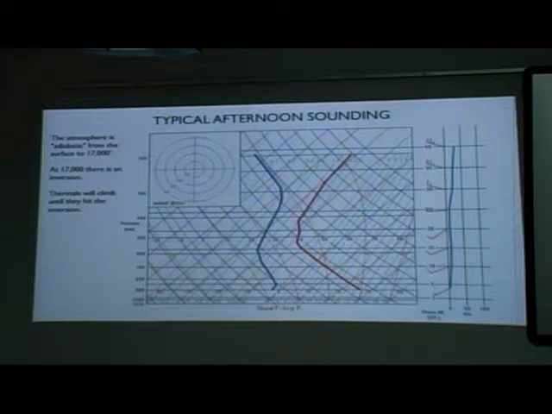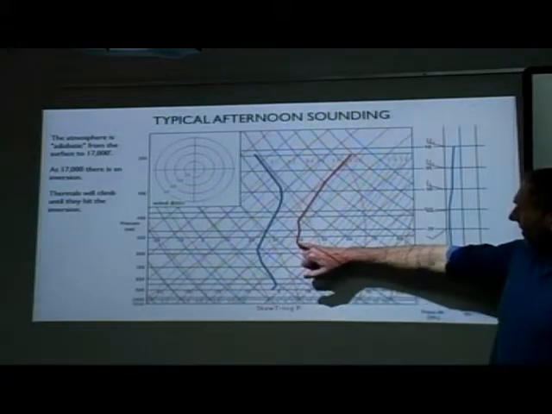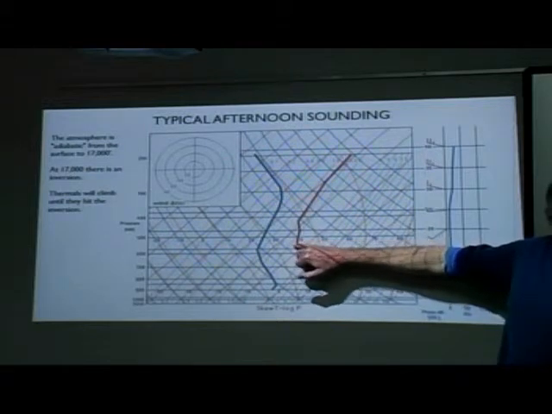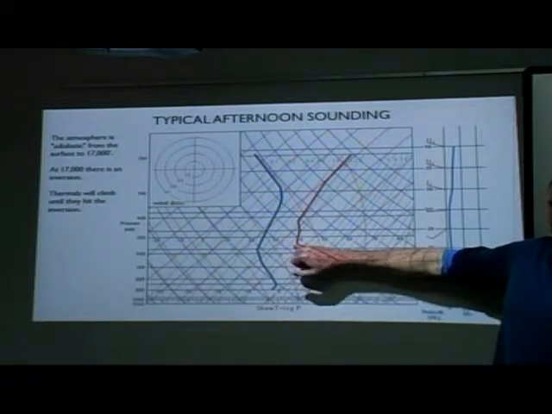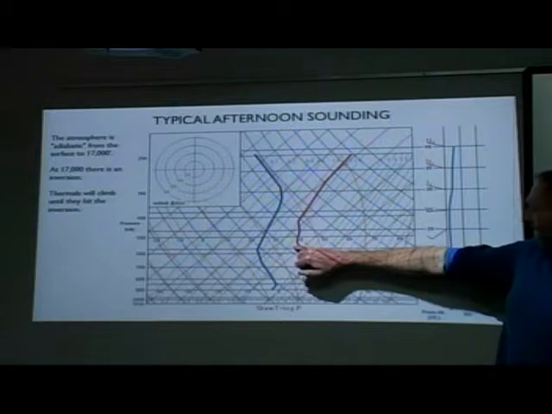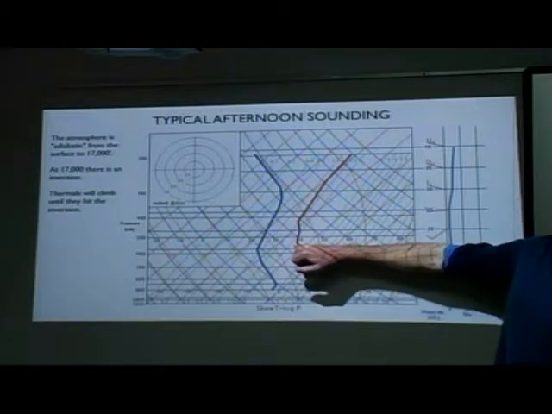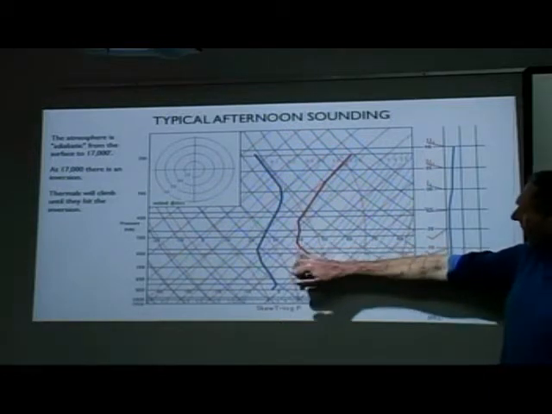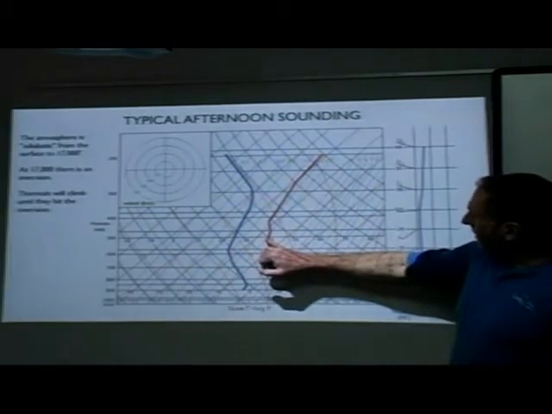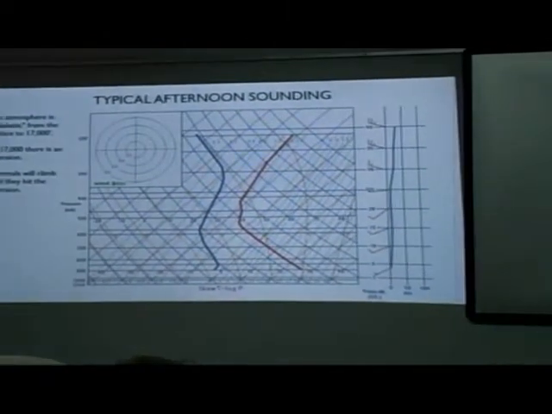Okay, so there's this inversion at roughly 17,000 feet, which isn't really an inversion, but that is what we call, when a meteorologist talks about an inversion, this is what they're talking about. They're talking about it cooling off slower than adiabatic. So thermals would go up to that and stop.